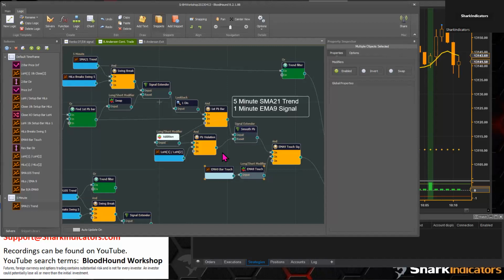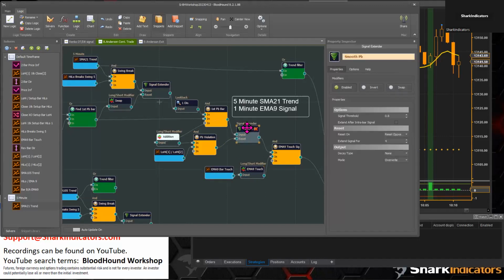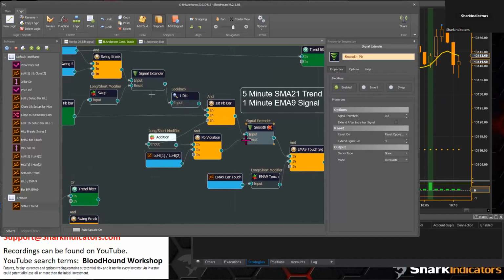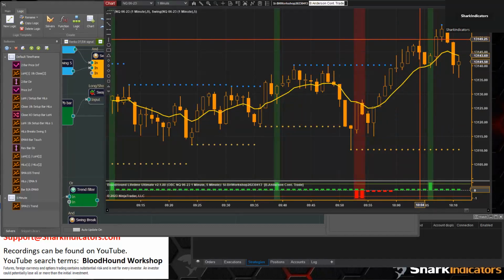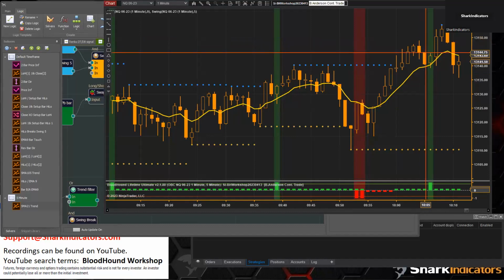Now, sometimes you do need to reset the signal extender when the actual trade signal happens, but this time we didn't. We're only resetting this signal extender when there is a violation of the smooth pullback rules.